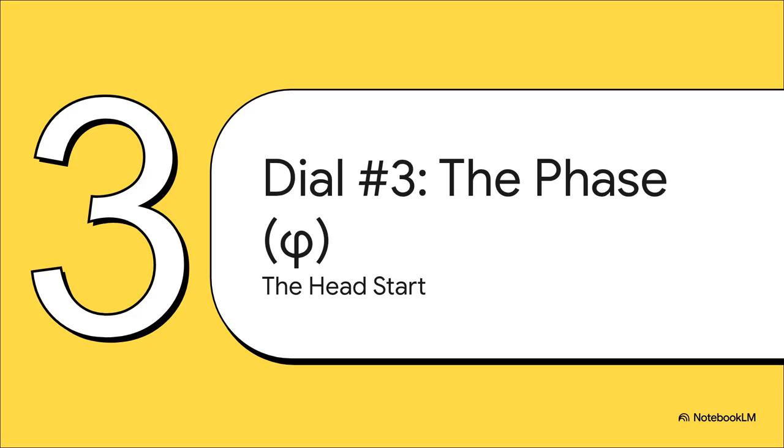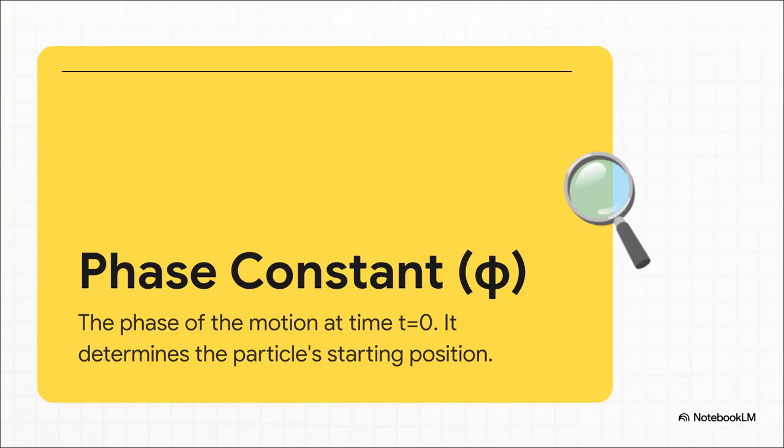Okay, time for our third and final dial. Now, this one can feel a bit more abstract, but I promise you it's actually really simple. The phase constant is all about the starting position. Think of it as the head start. Imagine you've got a stopwatch. The phase constant, that Greek letter phi, describes exactly where the object is in its cycle at the very instant you press start. Is it at the far end? Is it right in the middle? Is it somewhere in between? That's all the phase tells us. It just locks in the starting conditions.